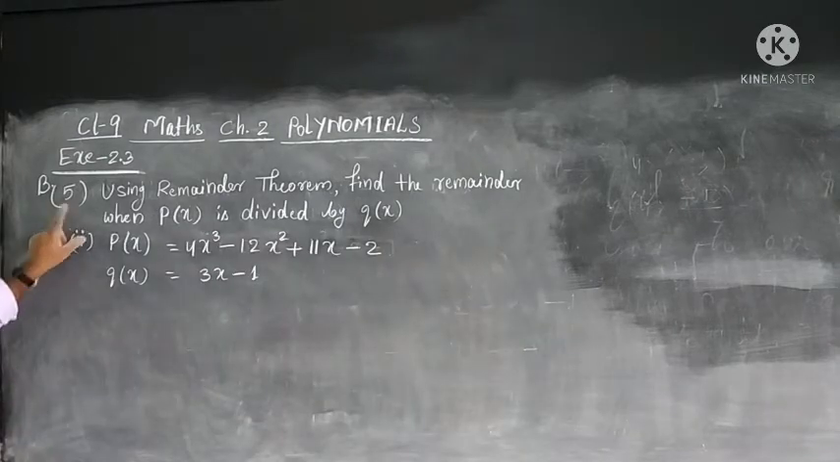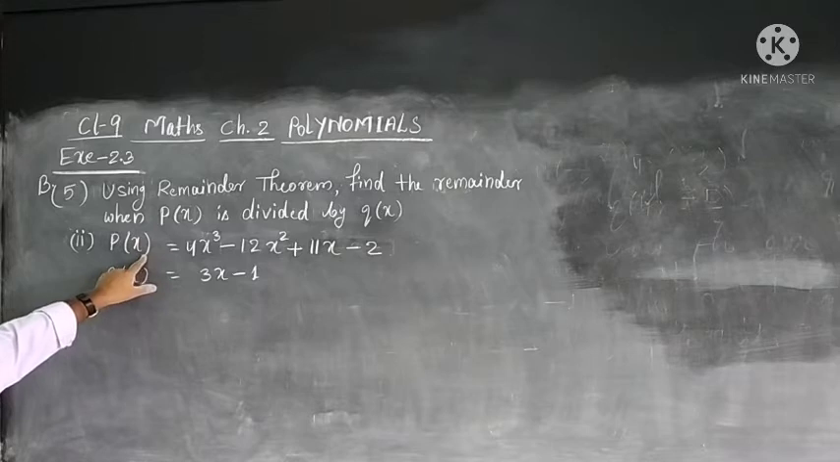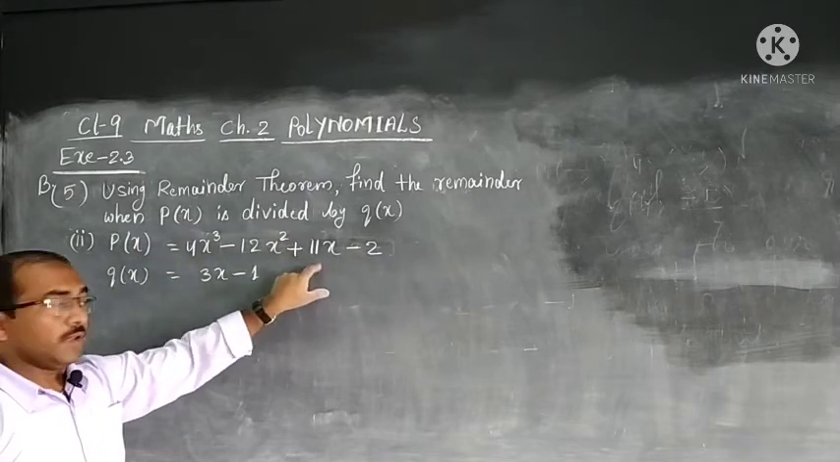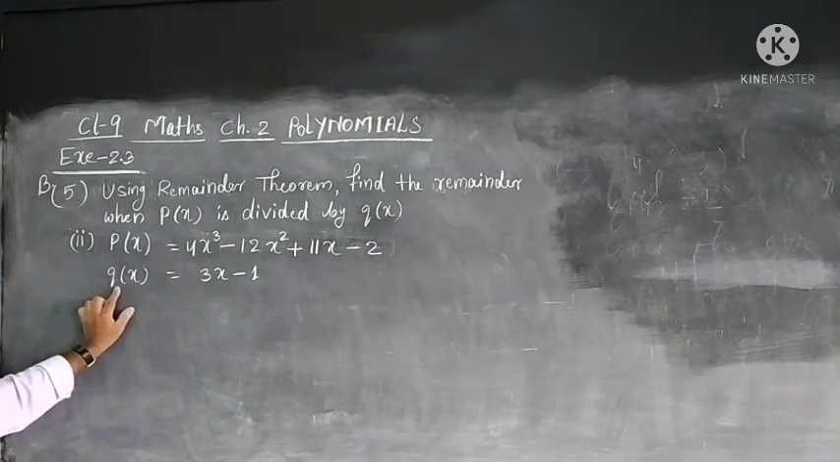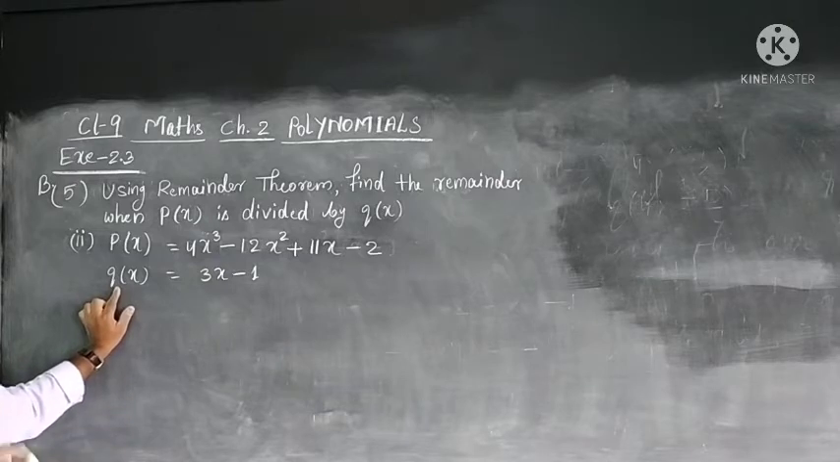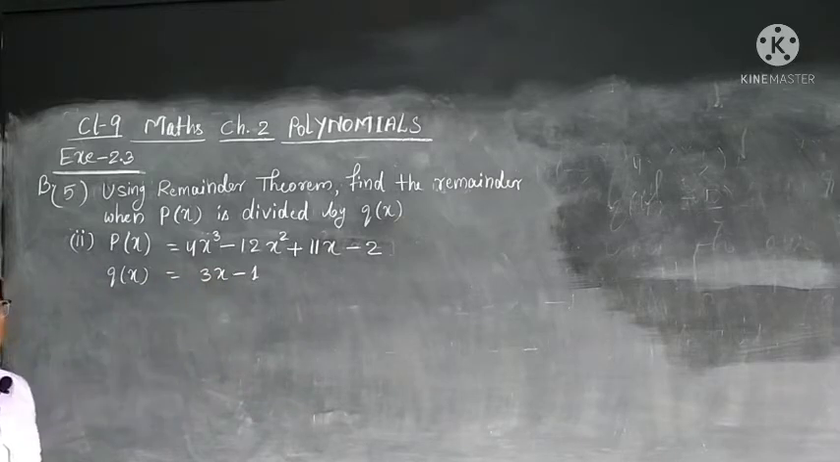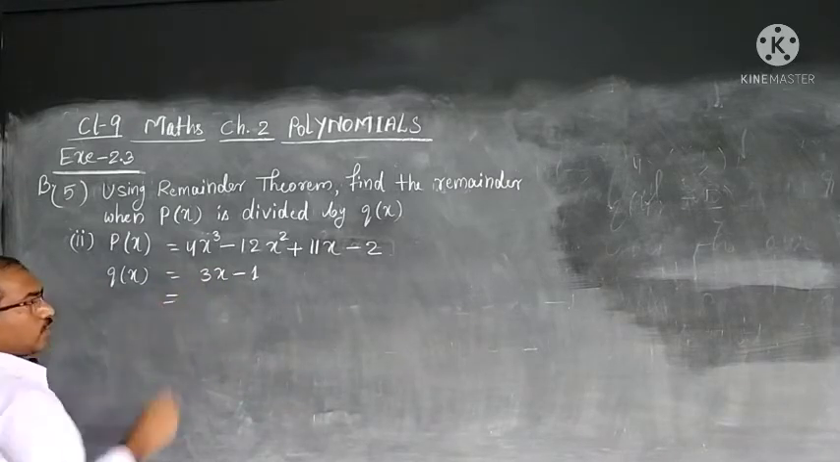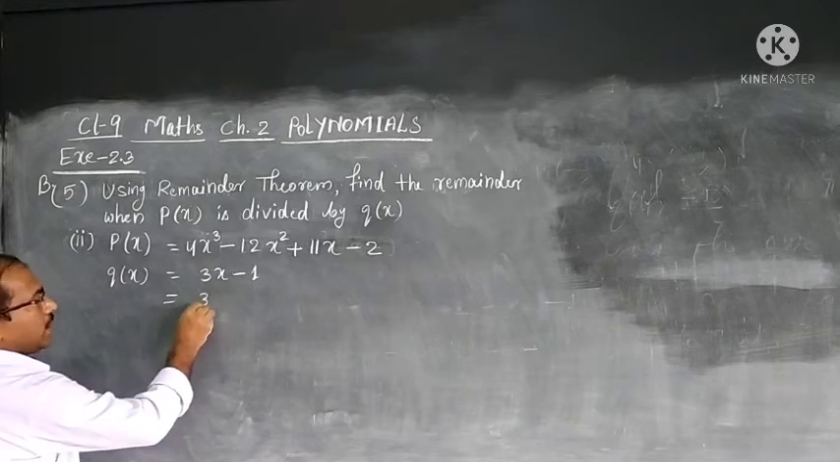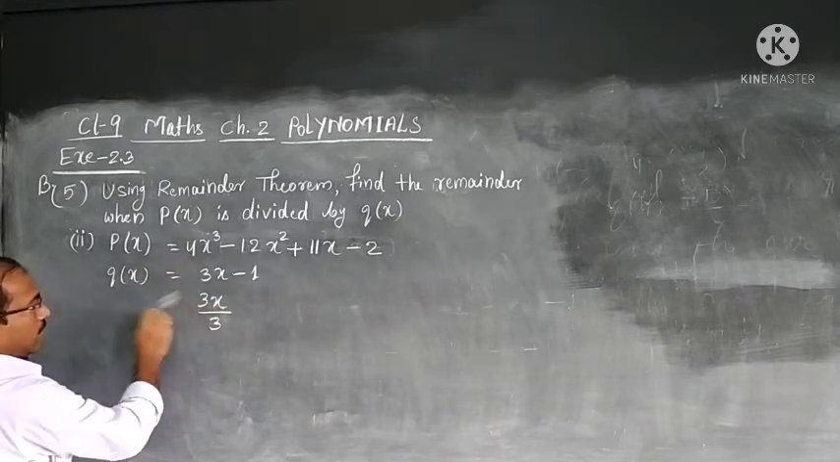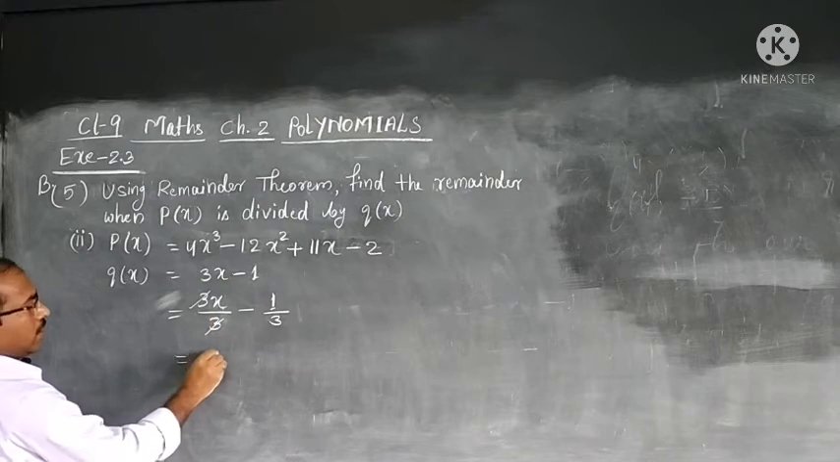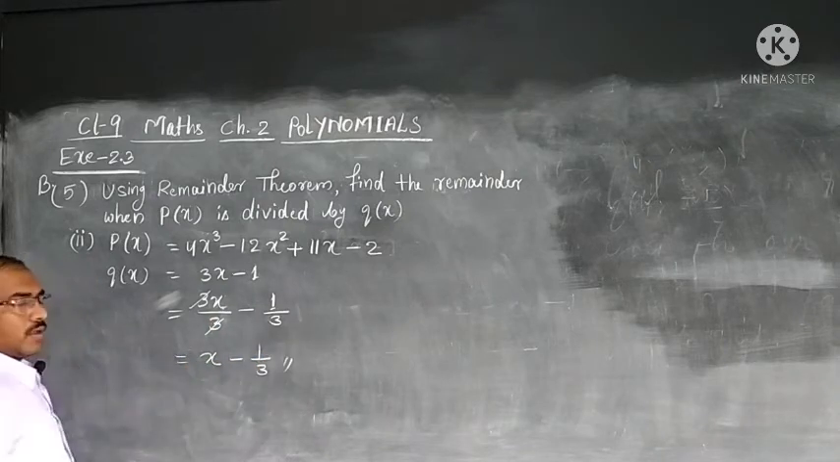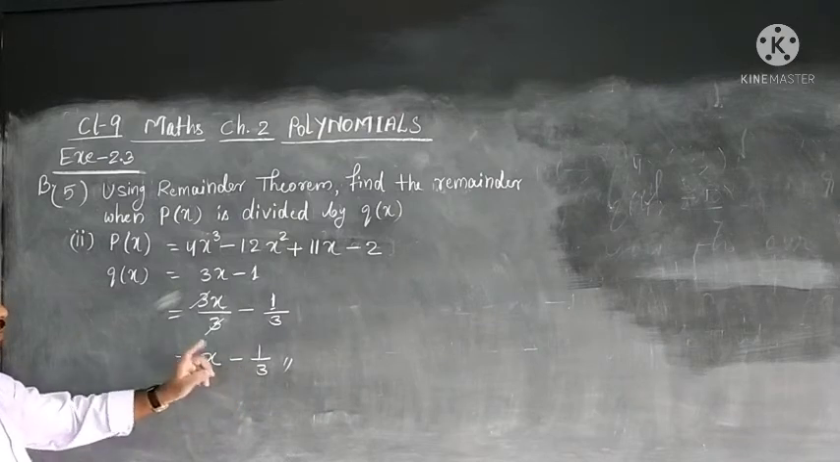So, now question number 5, Roman number 2, that is polynomial p(x) is 4x cube minus 12x square plus 11x minus 2, and q(x), it is a name, we were using g(x) in the last question, here it is q(x). So, I was telling you that the name can be anything, do not worry about that. So, q(x), that is the divisor, 3x minus 1. Same condition is here, this variable has coefficient 3, we have to make it 1. So, 3x by 3 minus 1 by 3, we get x minus 1 by 3, and it will give us the 0. What 0 will be?